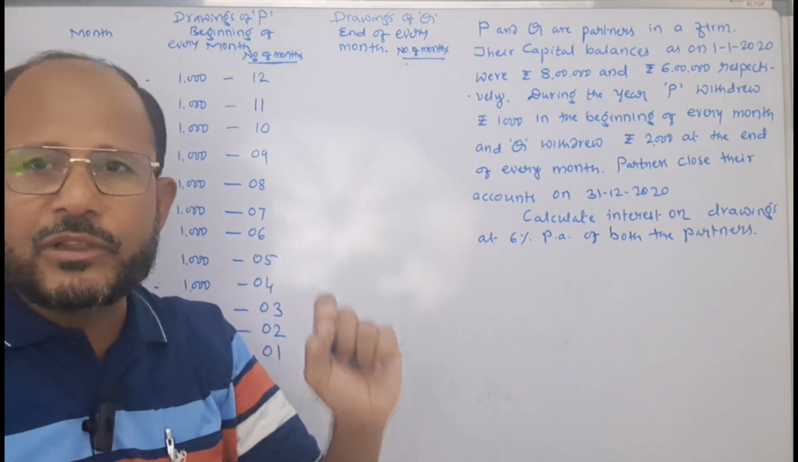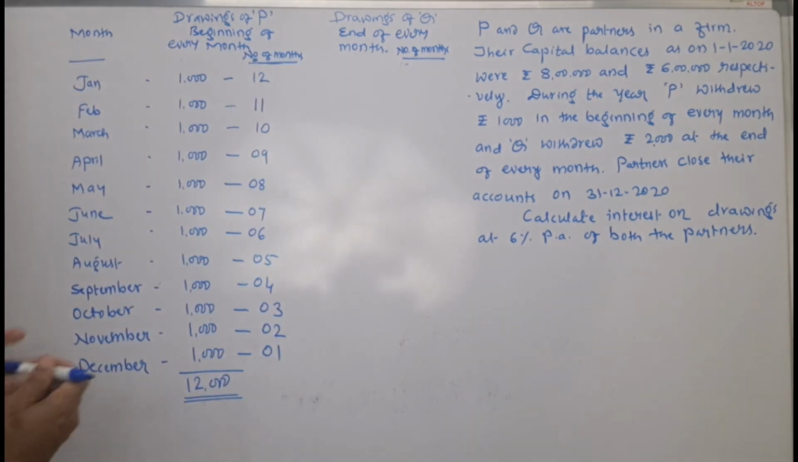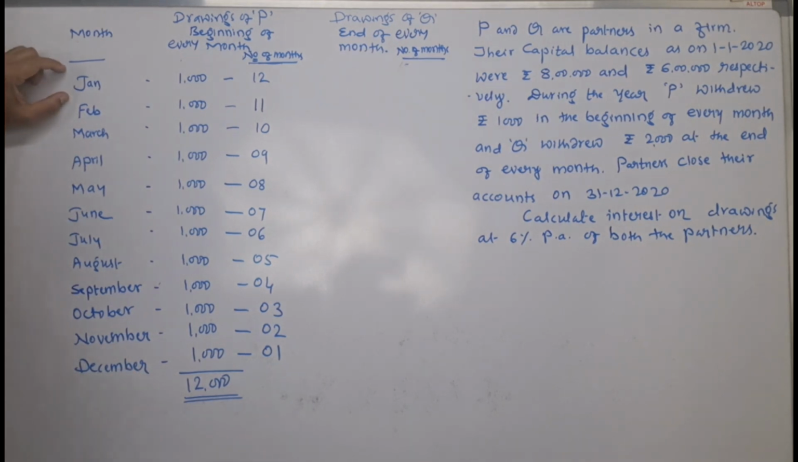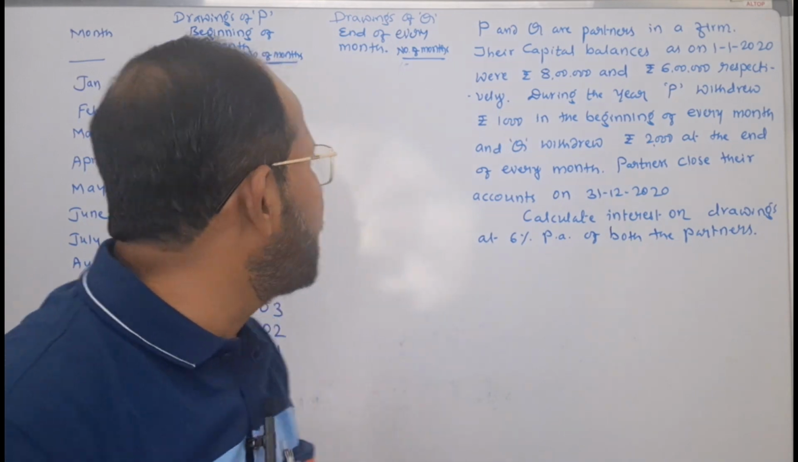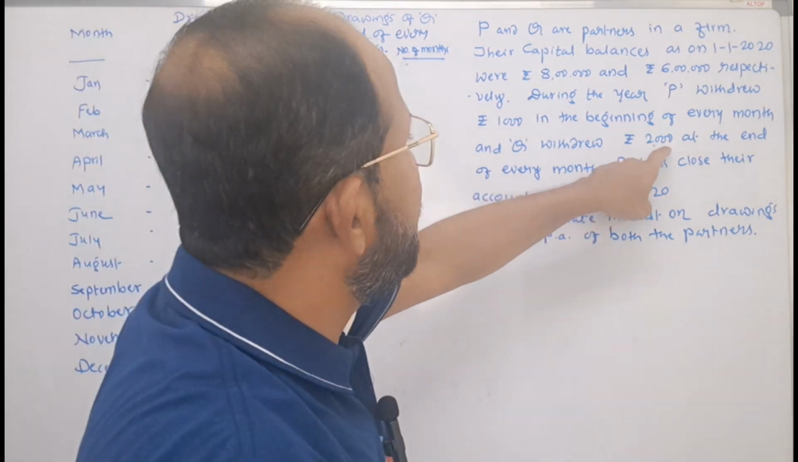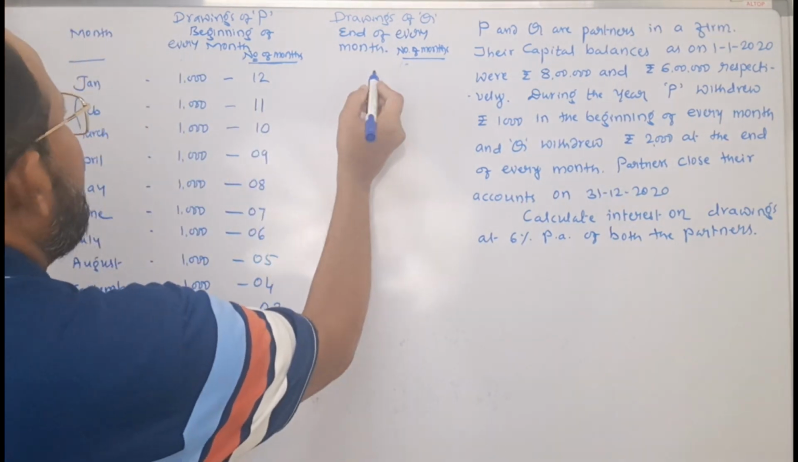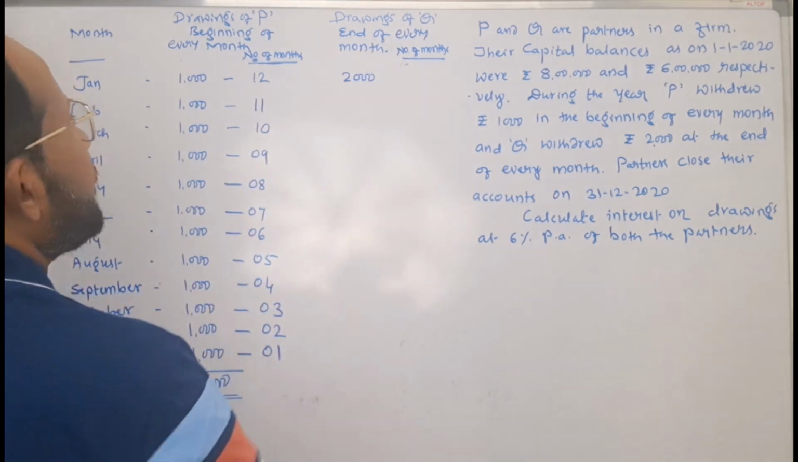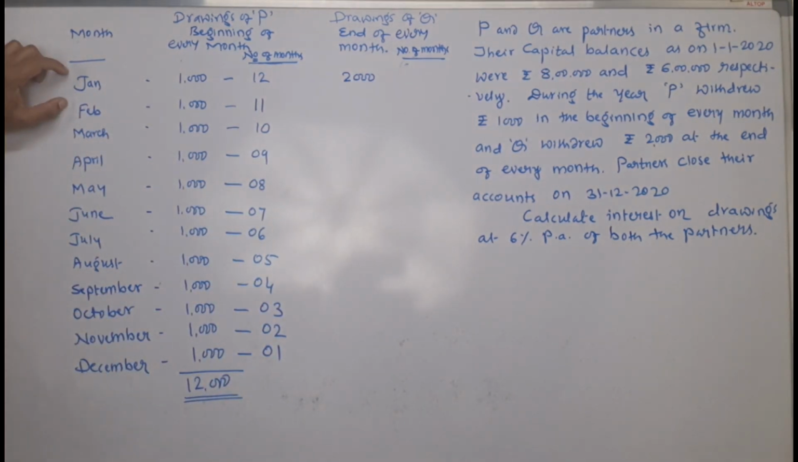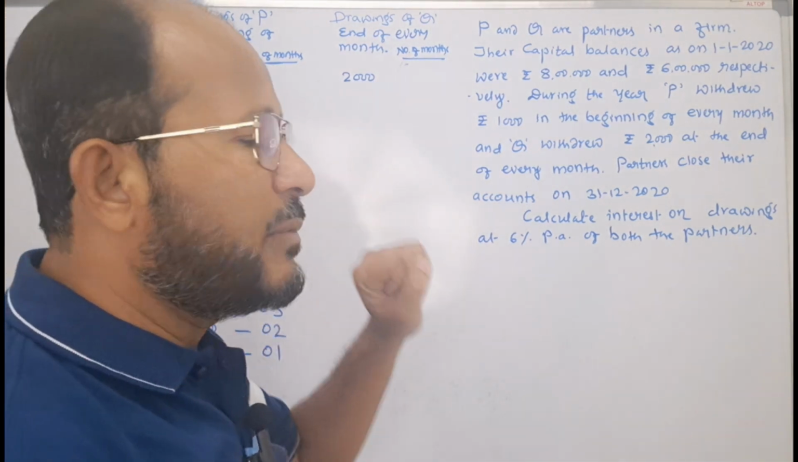Okay, next one is come to drawings of Q, end of every month. See here, he has withdrawn the amount at the end of every month. Means in the month of January, he has withdrawn the amount, not at the beginning. On 31st January, he has withdrawn rupees how much? Amount of drawings is rupees how much? Rupees 2000 per month. That is why here I write the amount withdrawn by Mr. Q in the first month, in the month of January, that is on 31st January, 2000 rupees he has withdrawn.